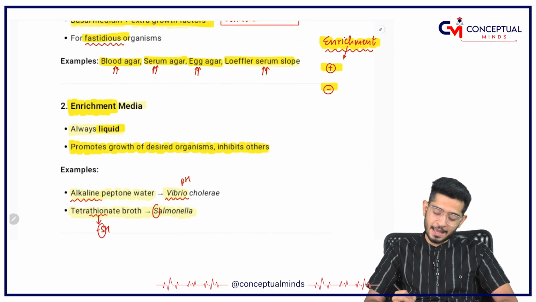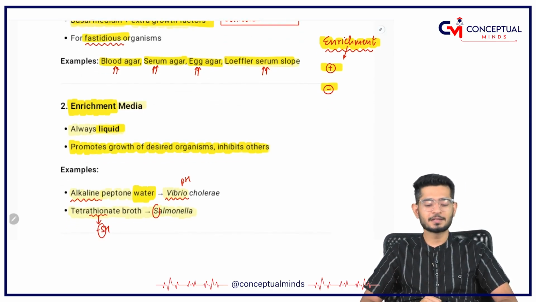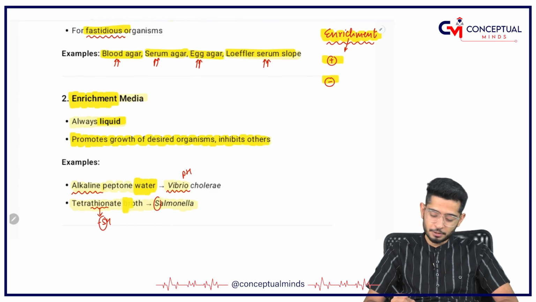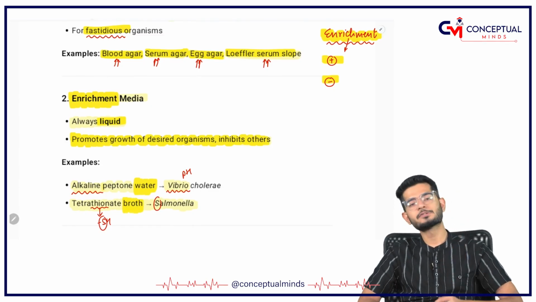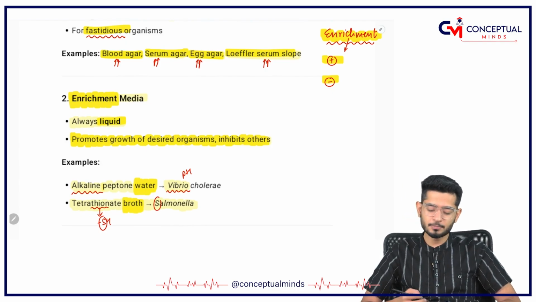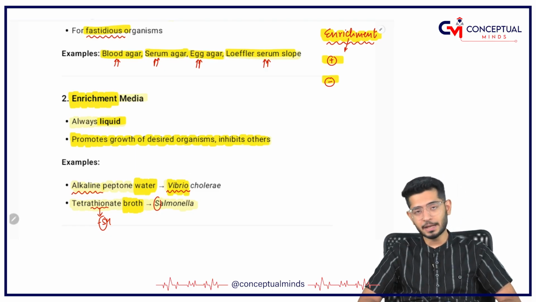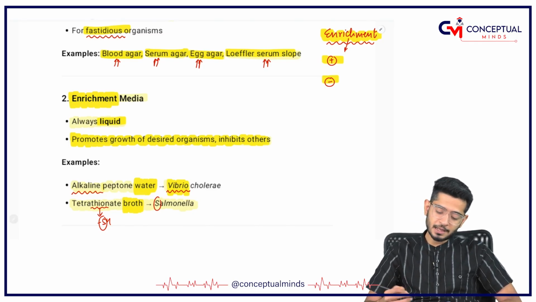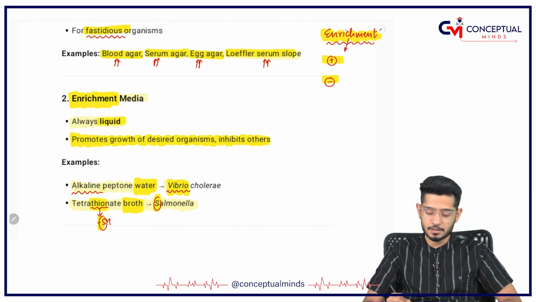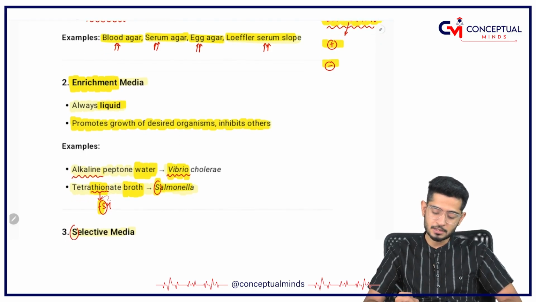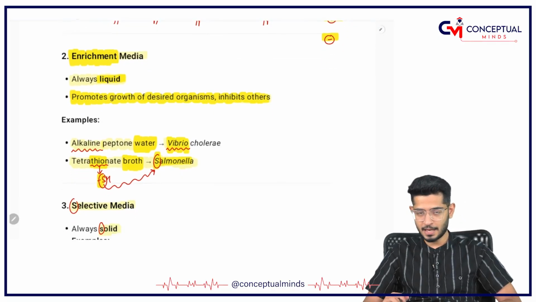You will have alkaline peptone water as an example, or tetrathionate broth. What is broth? Broth is also liquid. So, tetrathionate broth and alkaline peptone water. You know that Vibrio loves to grow in alkaline pH, so Vibrio is an example for alkaline peptone water as the culture media. Then tetrathionate, what does it mean? Thio means sulfur, S for sulfur, S for Salmonella. Tetrathionate has the word thio, meaning sulfur, and this sulfur has Salmonella, S for S.